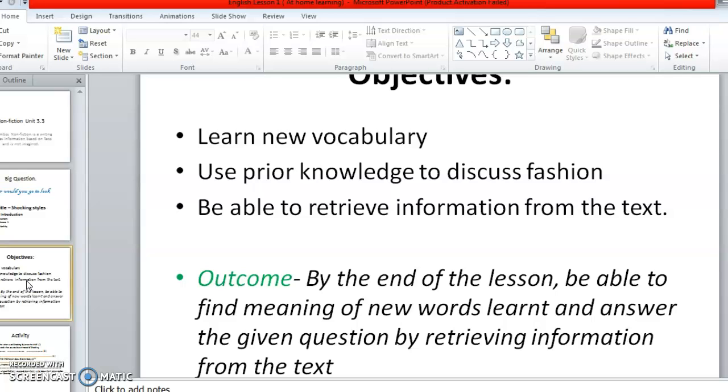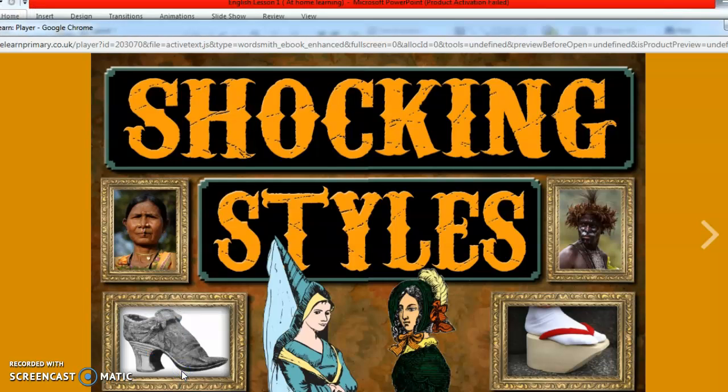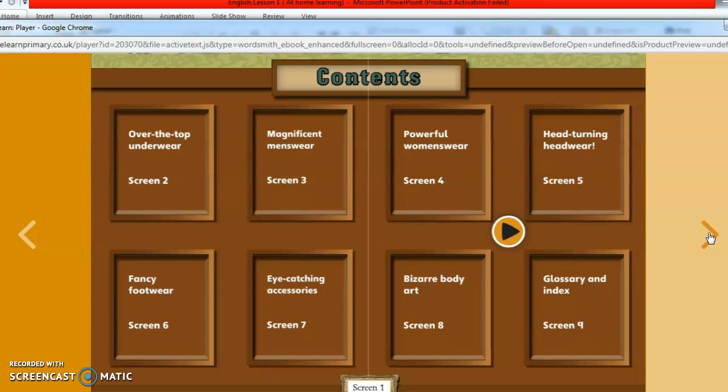The expected outcome by the end of this lesson is for you to be able to find the meaning of the new words that we are going to find, and also be able to answer the given questions by retrieving information. We are going to go straight away and find out what we have in our book. As you can see clearly on the cover page, the title of our book is Shocking Styles. By just looking at the cover page, you can start to think what the book is about by looking at the pictures that are there and also with the help of the title.